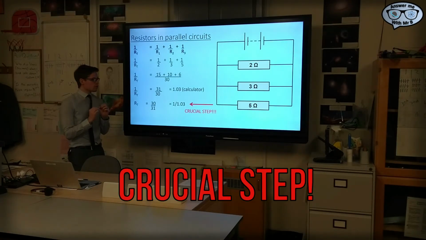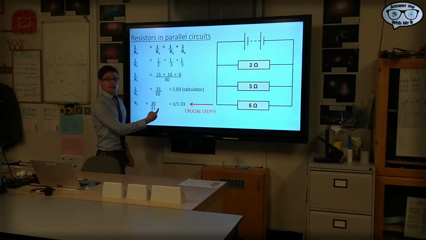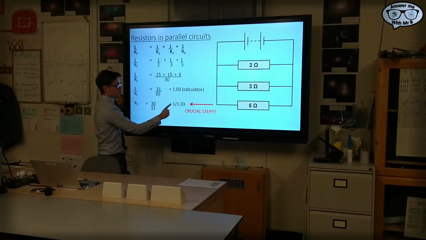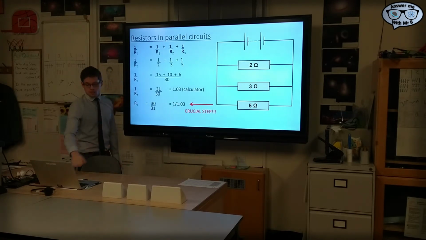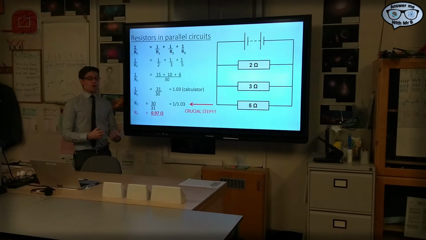This is a crucial step. Don't forget it. And if you've got that out in your calculator, all you would need to do is do 1 divided by that number. In either case, the final answer will be 0.97 ohms. So there you go. In this case, 2 plus 3 plus 5 is actually 0.97.